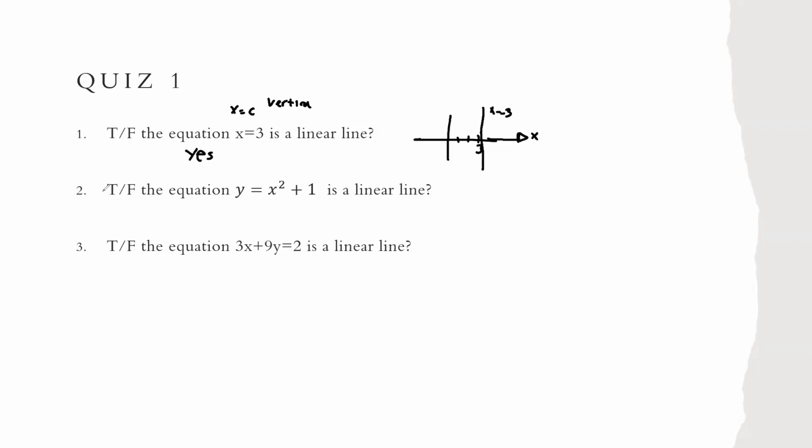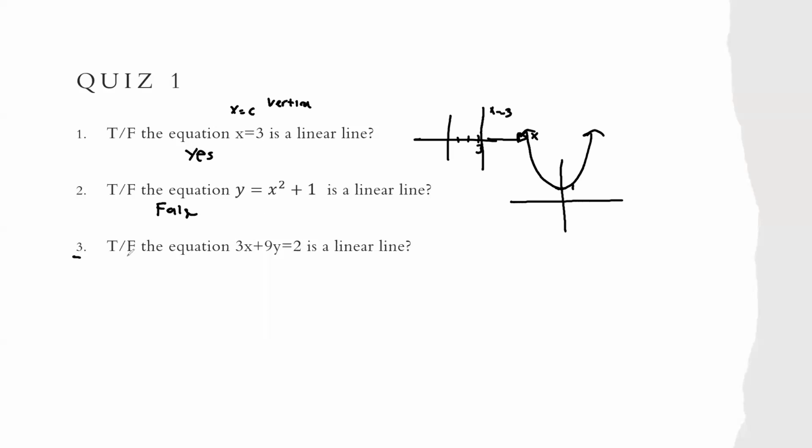Question 2, true or false? The equation y equals x squared plus 1 is a linear line. Put some time in to think about it. It would be false. See how there's a power of 2? That's definitely a parabola, and it would look something like this. You have a y-intercept of 1, and then it's a U-shaped parabola like that. So this is not a linear line, that's why it's false.